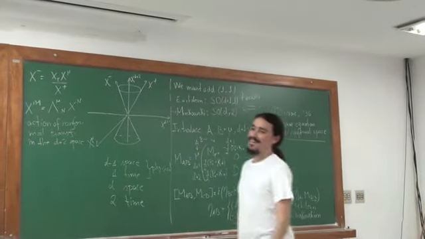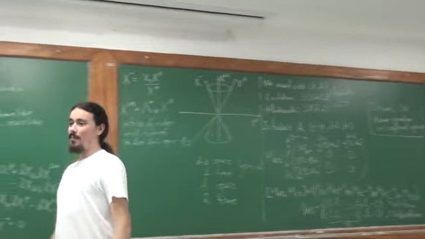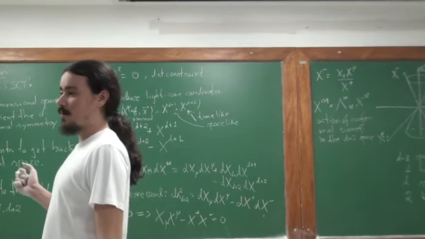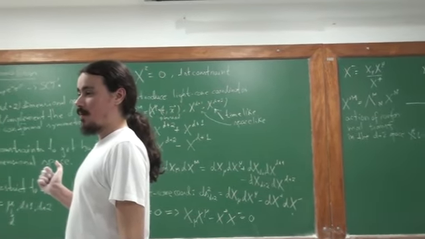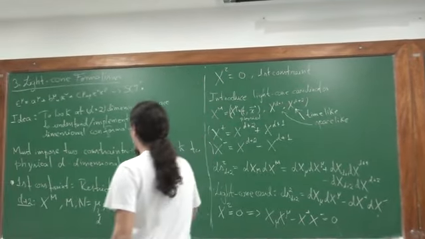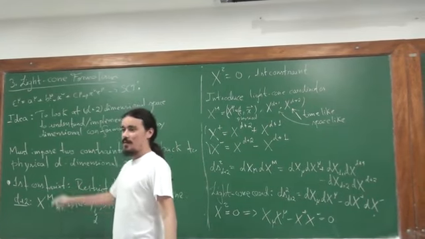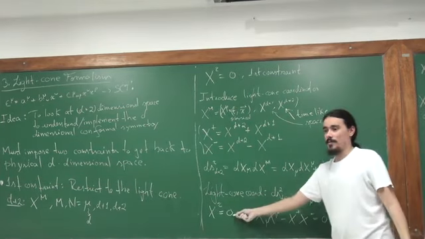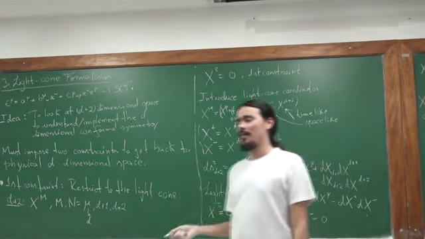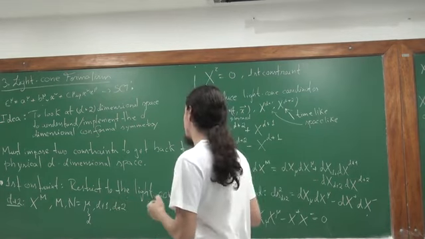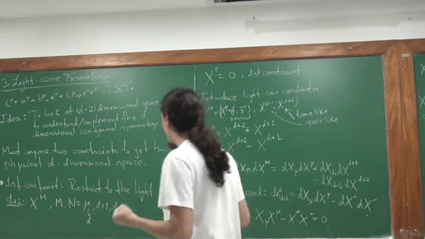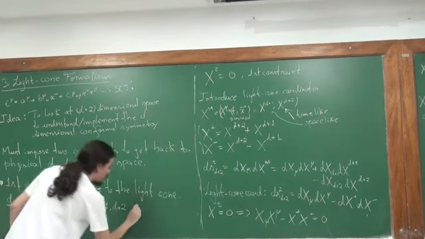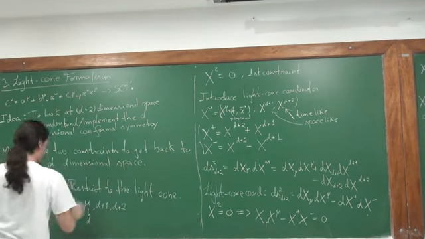I still don't know where this restriction comes from. Can you give an argument for where it comes from? How can I see that this is a restriction? You have this constraint. Yeah, this constraint, because I can just solve this equation. I understand, but I still don't know why I should restrict to the light cone. Because, okay, I spoke but I did not write.